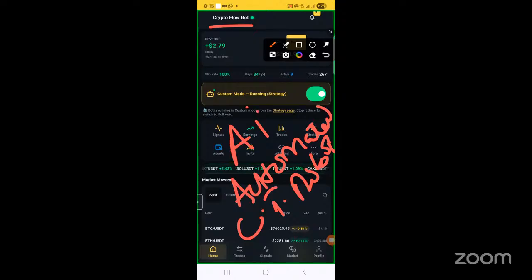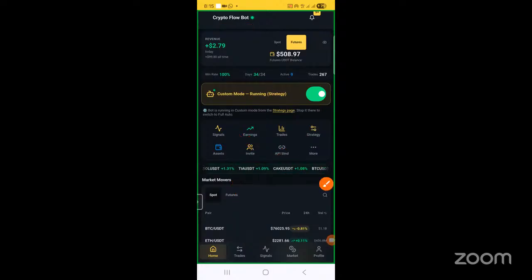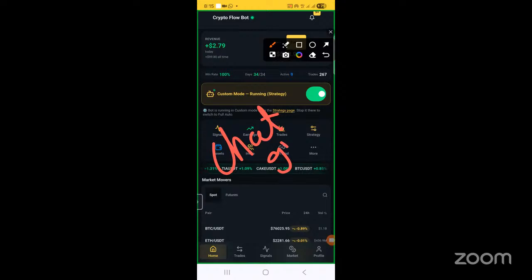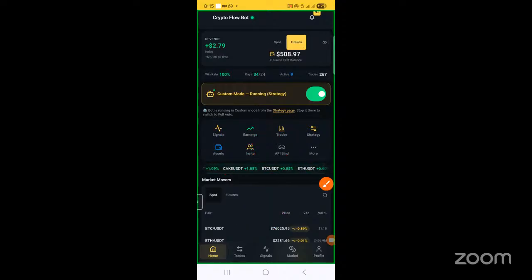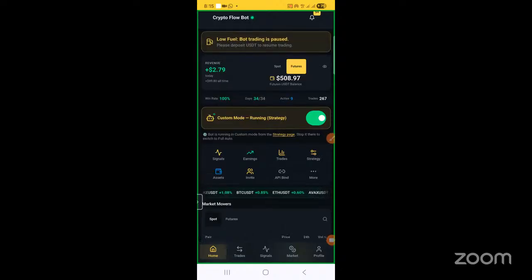What do I mean by AI? Crypto Flow Bot is powered by the latest technology which we have at the moment. If you have used things like ChatGPT, maybe Google Gemini, or any AI software or any AI app, also Crypto Flow Bot is an AI made for crypto traders.